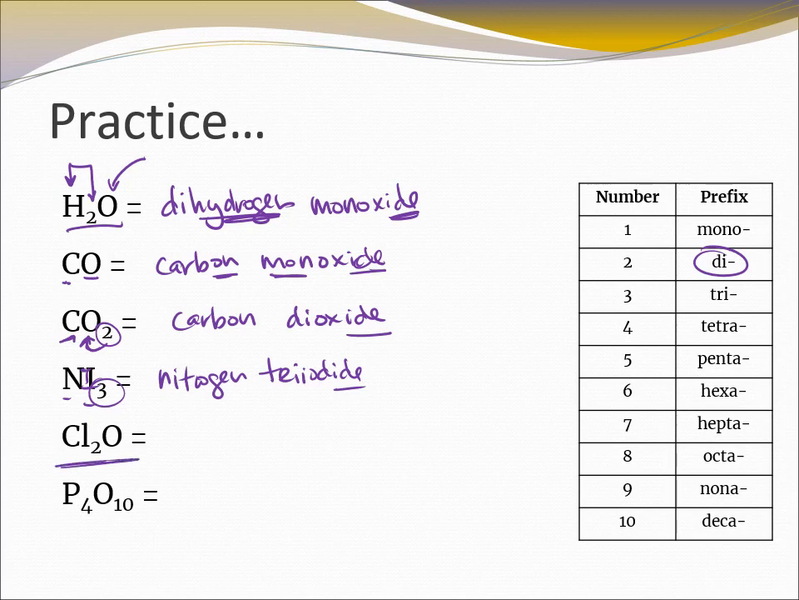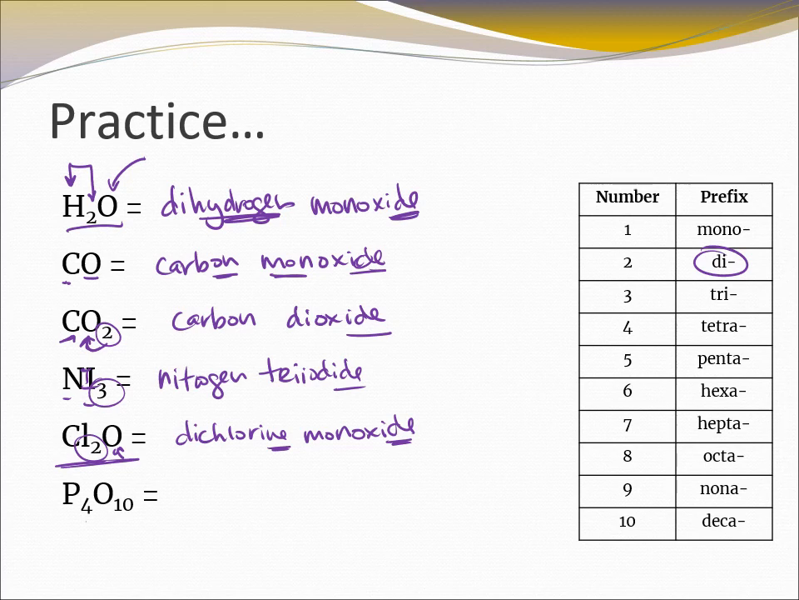2 more. Cl2O. I have 2 chlorine, so I do need to use a prefix di. Chlorine. I'm not going to change the end of the first element, but this second guy always needs a prefix. There's only 1, so I'm going to use mono. Oxide, we do change the end of the second element's name to ide.